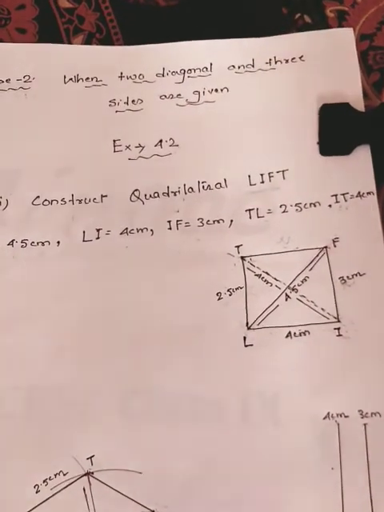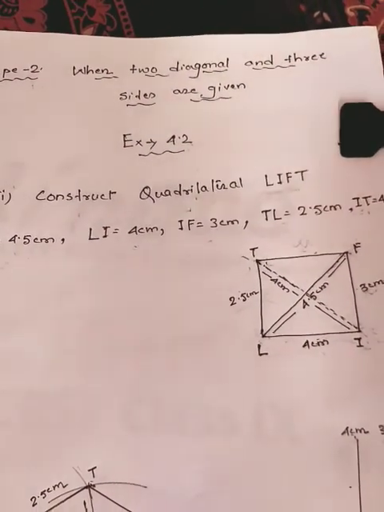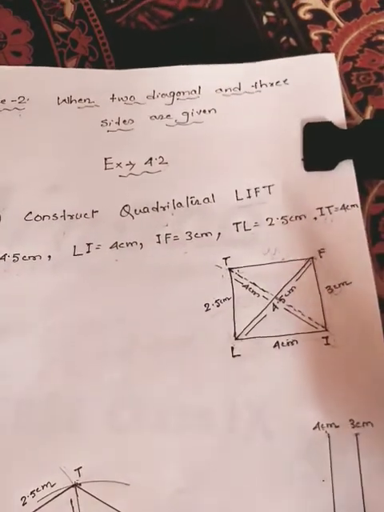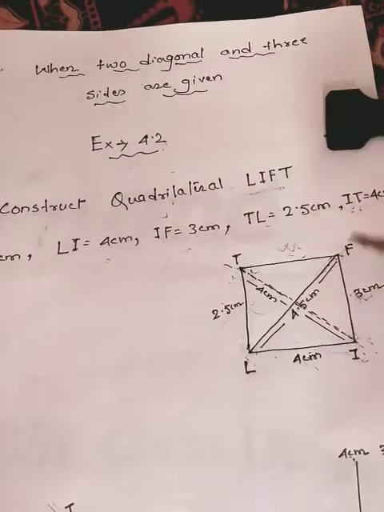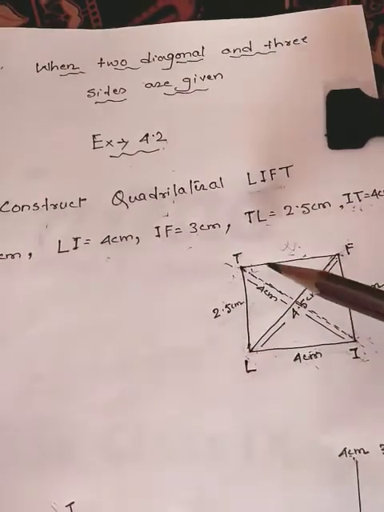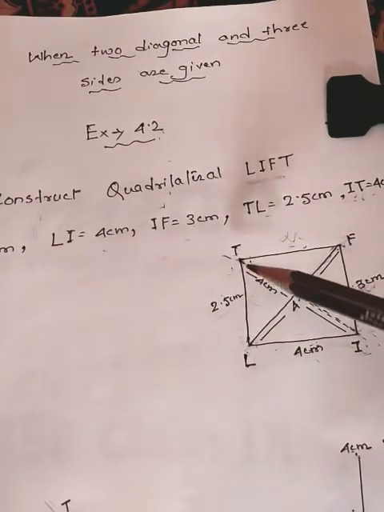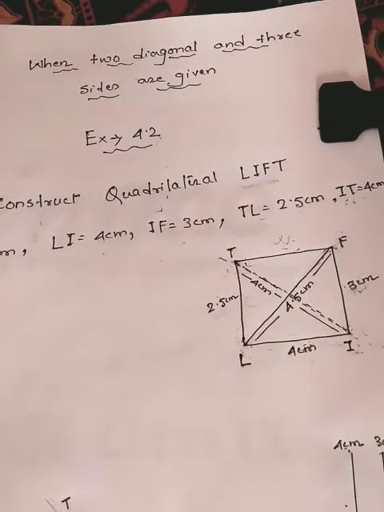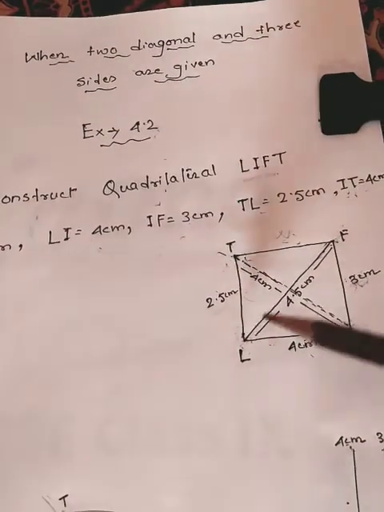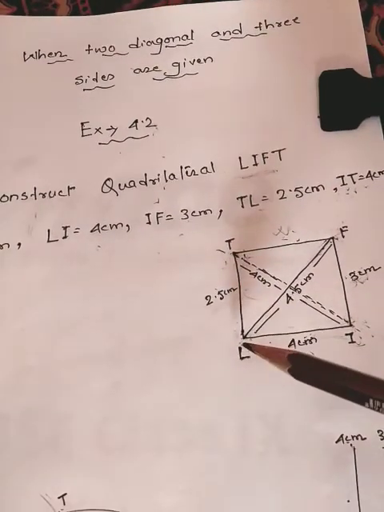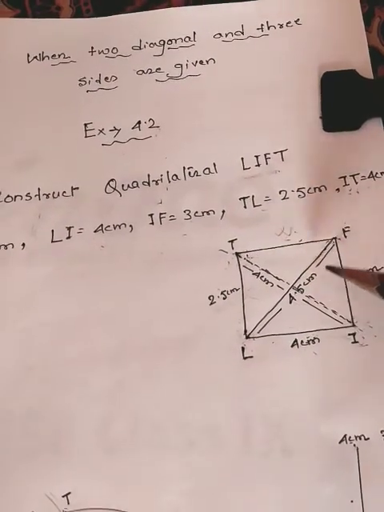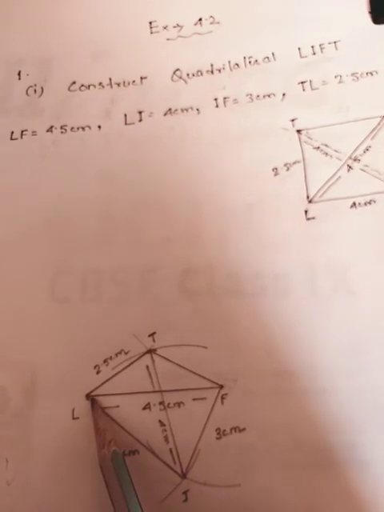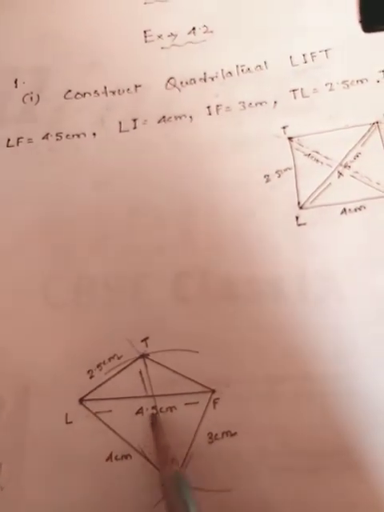Now what exactly do you have to draw? We'll follow the basic thing we have done in the previous exercise. We'll go with the diagonals only. It doesn't matter which diagonal you choose. You can choose this diagonal or this diagonal, no matter. But I have chosen this diagonal, LF. So the first thing I've drawn is a line segment LF of measurement 4.5 centimeters.